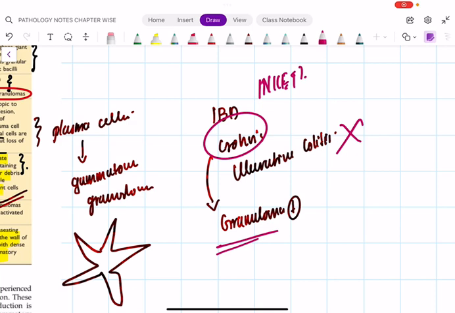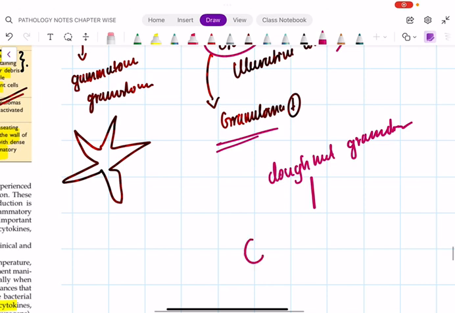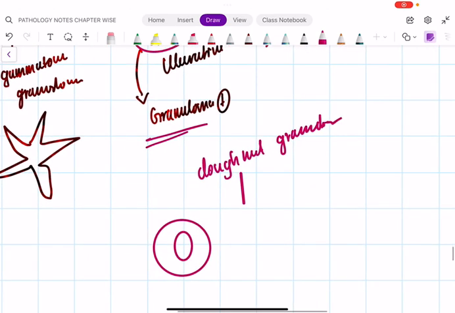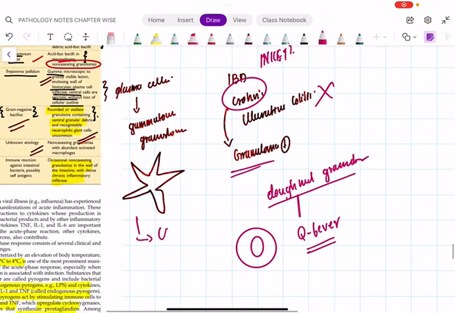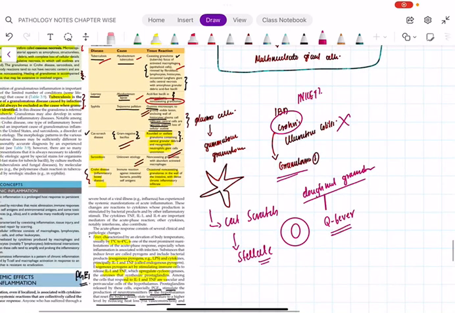We have different types of granuloma. We have the donut granuloma, which will look like a donut like this. It is classically seen in case of Q fever. Then star shape or stellate granuloma is seen in cat scratch disease. And gummatous granuloma, plasma cell granuloma in case of syphilis.